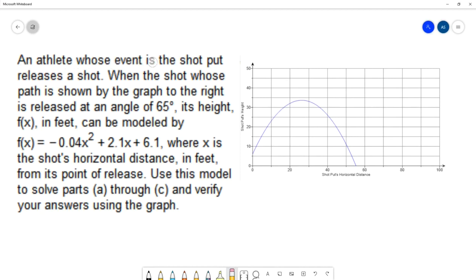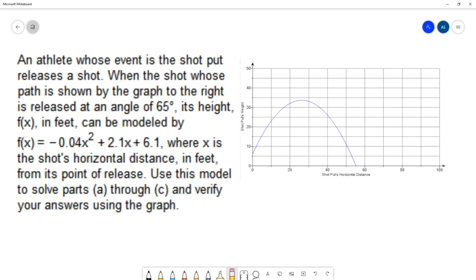An athlete whose event is shot put releases a shot. When the shot, whose path is shown by the graph to the right, is released at an angle of 65 degrees, its height, f of x in feet, can be modeled by this equation. F of x equals negative 0.04x squared plus 2.1x plus 6.1, where x is the shot's horizontal distance in feet from the point of its release. Use this model to solve the parts and verify your answer using the graph.